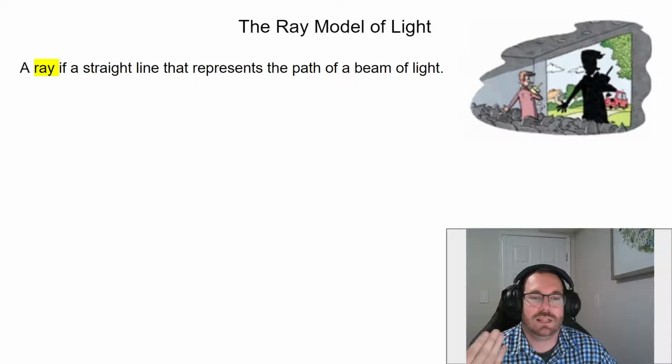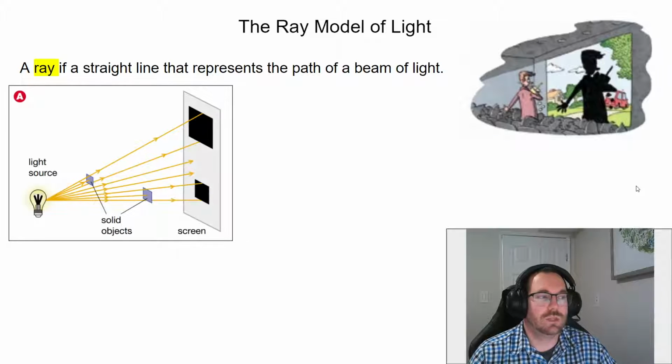A ray is a straight line that represents the path of a beam of light, and it's one way that we can try to understand how light works. We can use the ray model to predict where shadows will form and how large they will be. And we do that using ray diagrams.